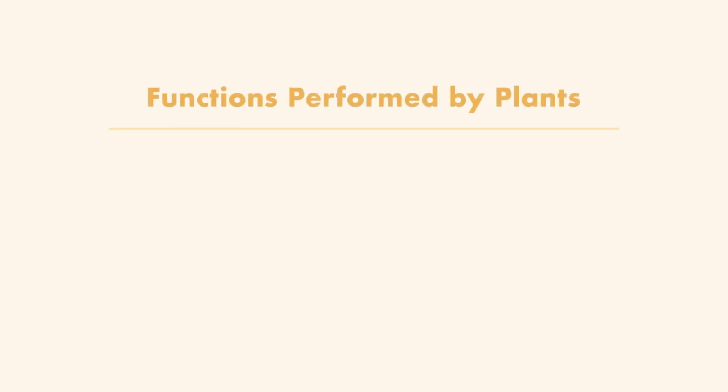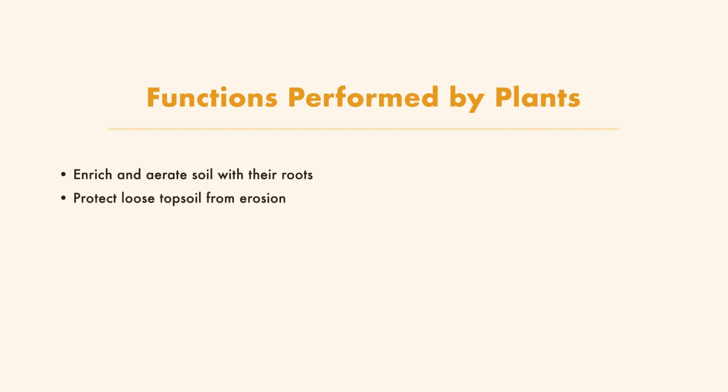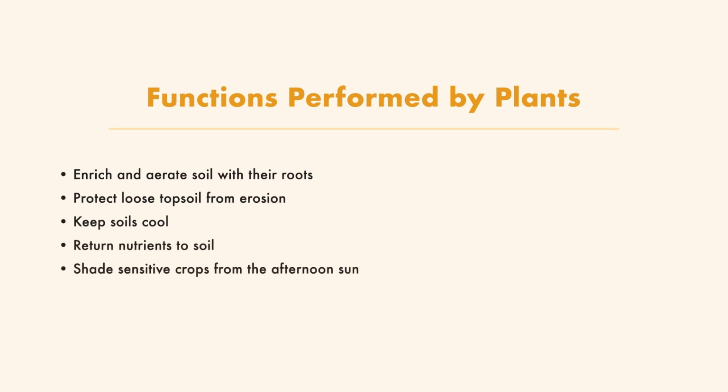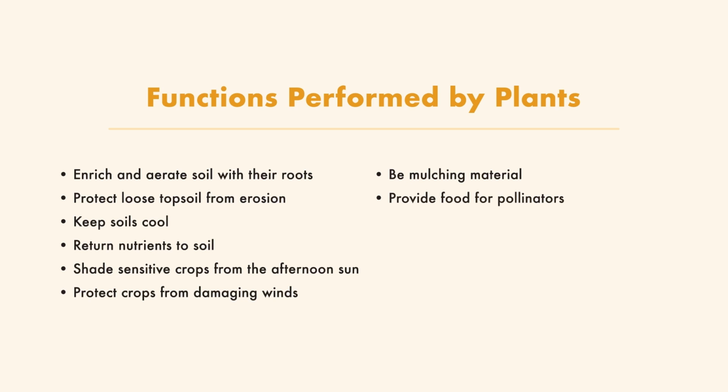We mentioned earlier that plants enrich and aerate soil with their roots and also protect loose topsoil from erosion. Some other common functions that plants perform in the garden are to keep soils cool and, as they decompose, return their nutrients to the soil. They can shade sensitive crops from the afternoon sun, protect crops from damaging winds, be used as mulching material, or provide food for the pollinators we need to grow crops. Some can be planted on the edges of fields to attract pests away from other crops or be used to make a pest repellent spray.